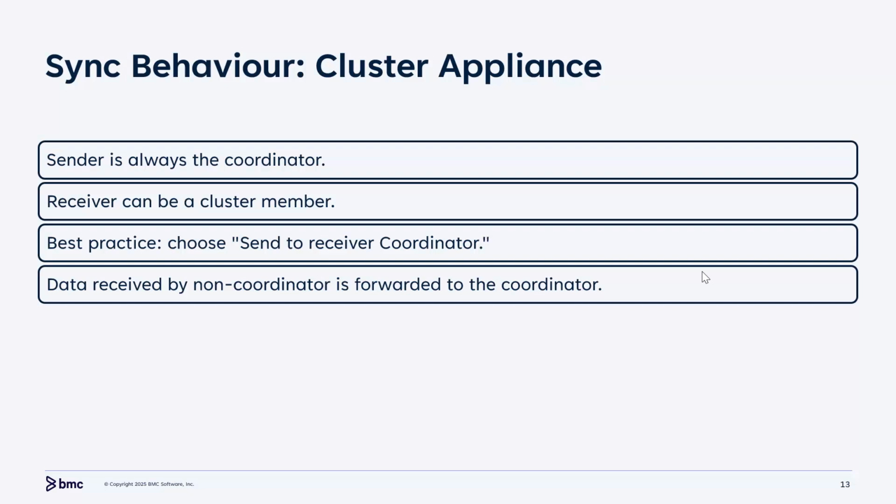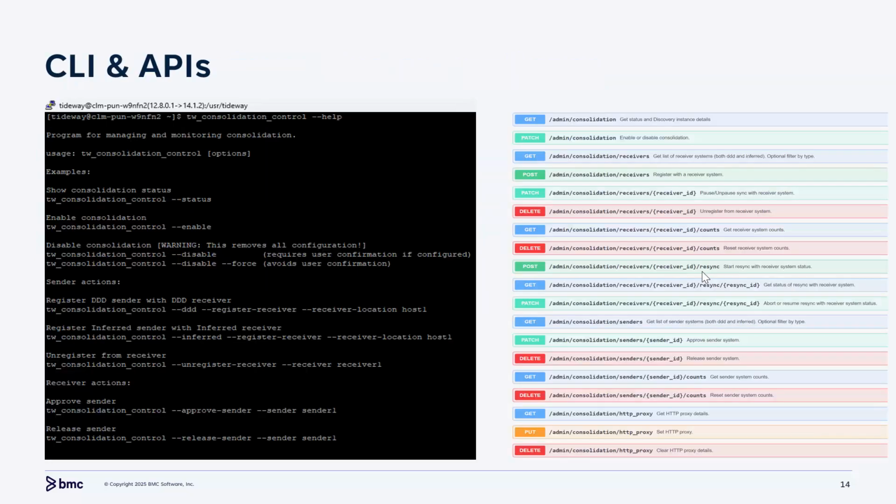Now let's talk about the new command line interface and the APIs that have been introduced to configure and manage the consolidation. In the screenshot on the left side, you can see the command line utility named tw_consolidation_control. And on the right side, you see all the newly added REST API endpoints to manage and configure this consolidation.